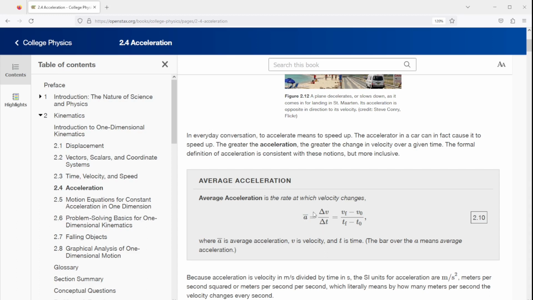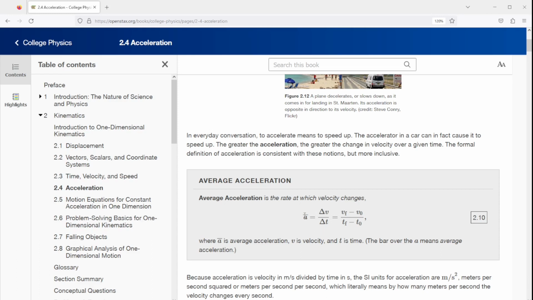So remember, the average velocity is defined to be delta x over delta t. That is, it's defined to be the rate of change of the displacement. So here we see the average acceleration is defined to be the rate of change of the velocity. That is, it's delta v over delta t. So average acceleration is defined in a very similar way as average velocity was defined, except that what's changing is now the velocity and not the position.